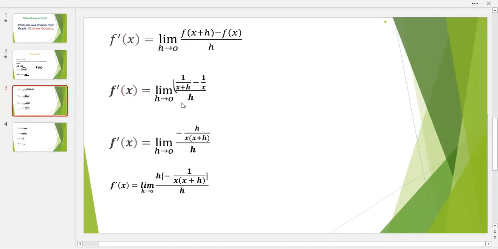When we substitute, we are going to have the limit as h tends to 0 of 1 over x plus h minus 1 over x, all over h. To solve this, we are going to first look at the numerator first.